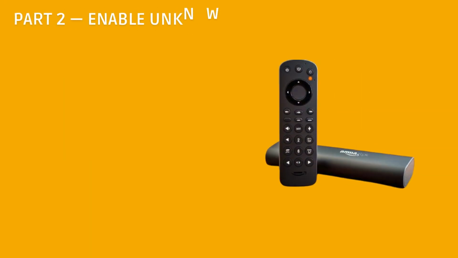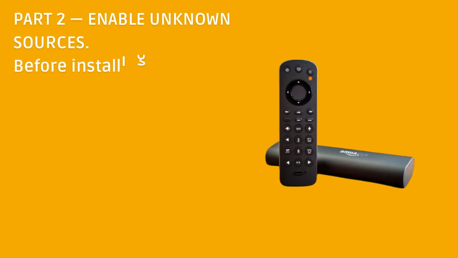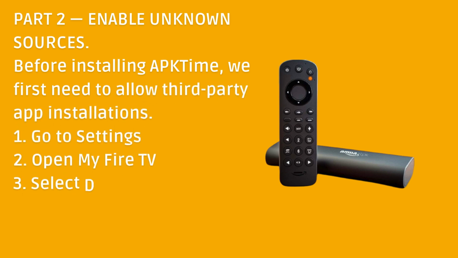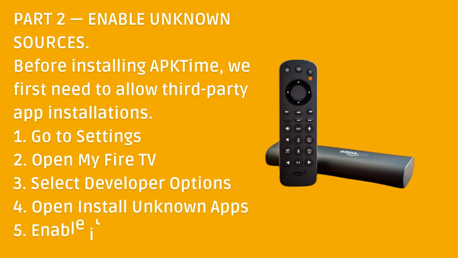Part 2. Enable unknown sources. Before installing APKTime, we first need to allow third-party app installations. 1. Go to Settings. 2. Open My Fire TV. 3. Select Developer Options. 4. Open Install Unknown Apps. 5. Enable it for Downloader.